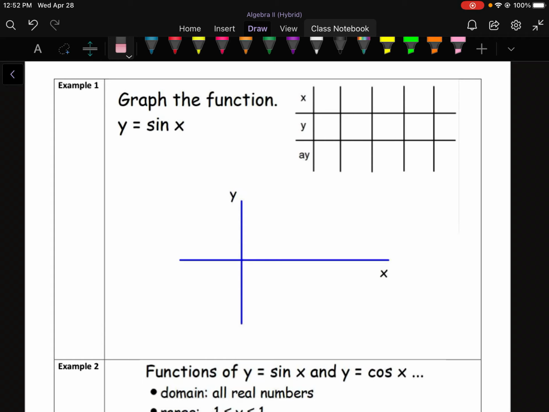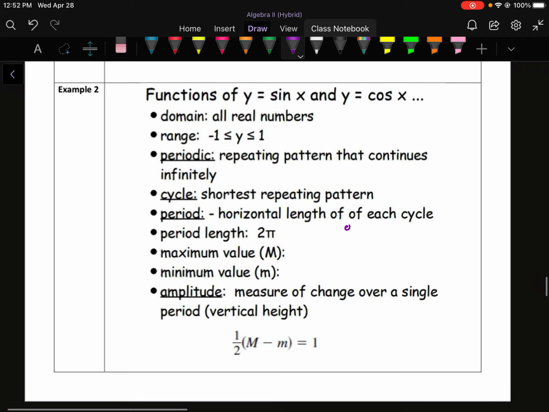You can graph this the traditional way where you pick values, but first I really want to talk about some vocab: period, cycle, amplitude, minimum value, maximum value, and so on. So first of all, the domain for a sine function is all real numbers. You can plug in any real number you can think of. Our range is going to be somewhere between -1 and 1, or negative a and a. A would be our amplitude. We'll talk about that here.